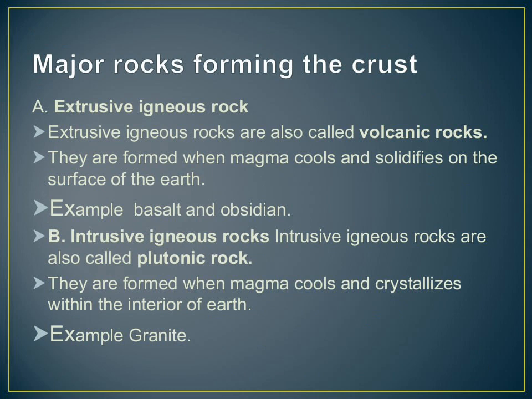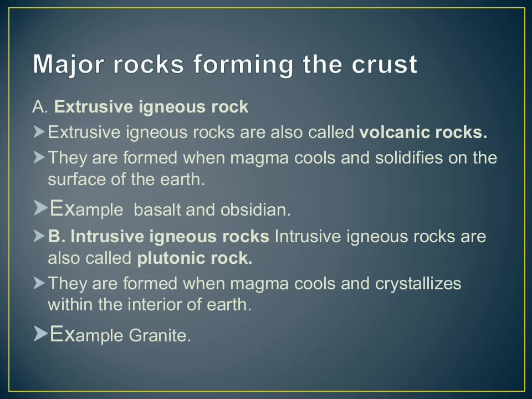There are two types of igneous rocks. One is when the magma comes to the surface and cools. The other is when the magma cools inside the earth. The two types are extrusive or volcanic igneous rock, formed when the molten rock or magma cools and solidifies on the surface of the earth, and intrusive igneous rock.